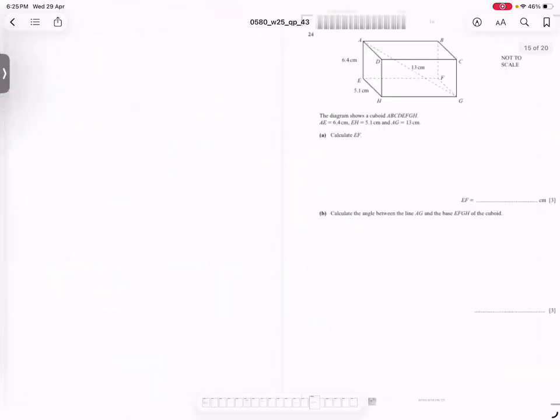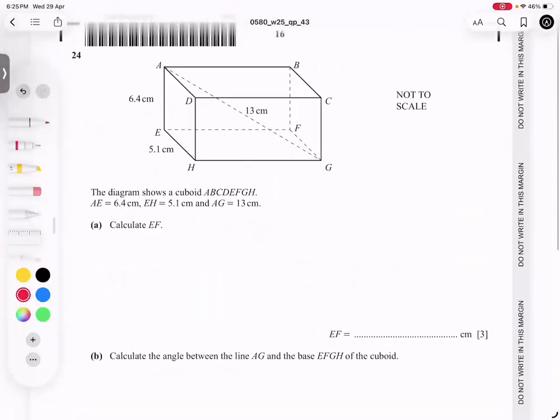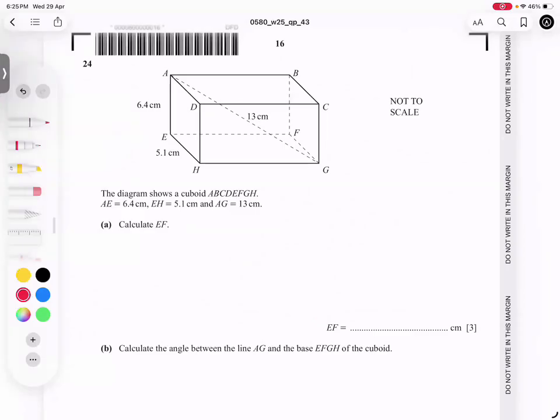Next, we have question number 24, and it says we have to find EF. Where is EF, students? You can see that this gap is EF. Calculate EF. Before we focus on this, what numbers has he given us? 5.1, 6.4, and 13. So how do we get EF, students? Okay.